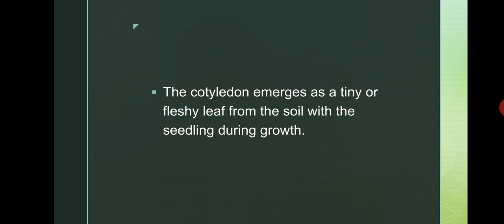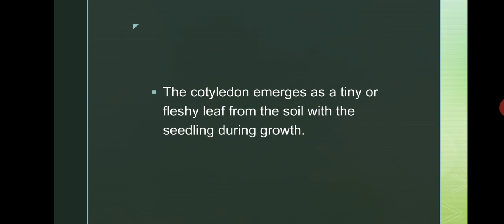So, students, what are the parts of a seed? First, seed coat, and seed coat consists of two parts, testa and tegmen. Testa is the outer layer of a seed coat and it is thick, and tegmen is the inner layer of a seed coat and it is thin. Second is endosperm. Endosperm provides the nutrients to the seedling during germination. Third part is embryo. Embryo consists of four parts. What are the parts? Epicotyl, hypocotyl, radicle, cotyledon.